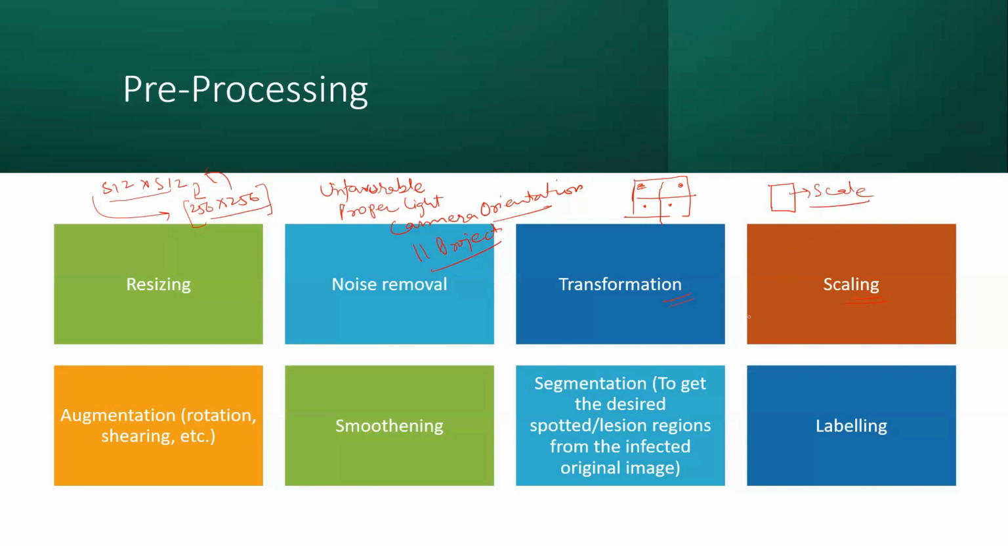By applying rotation and shearing, you can increase the data, because the data requirements are very high in deep learning systems. And this is very challenging for most researchers. They don't have much data with them. So they claim that, sir, data is not available.